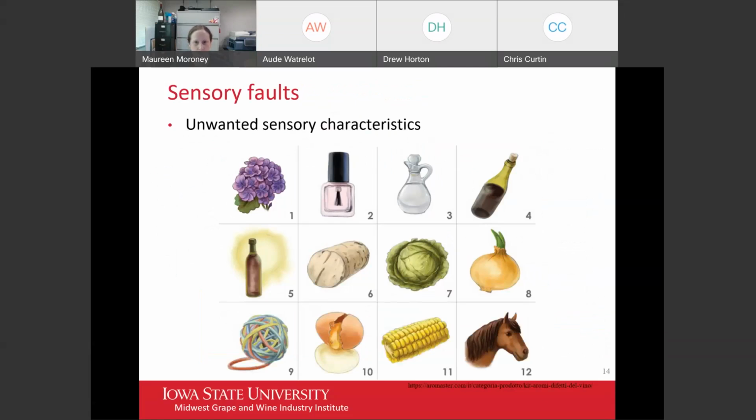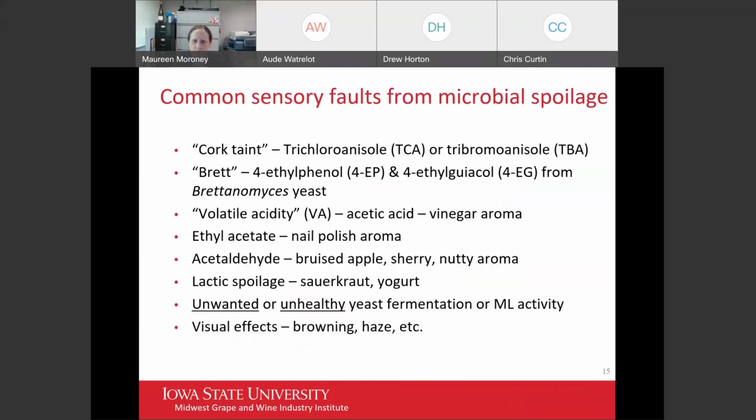Now, when we talk about sensory faults in wine, we define them in contrast to desirable attributes. Faults are really simply just unwanted sensory characteristics. And faults can come from multiple sources, not all of which are from microbes.